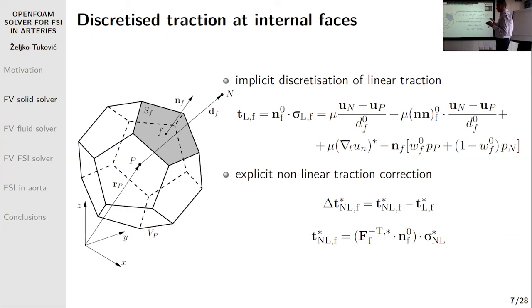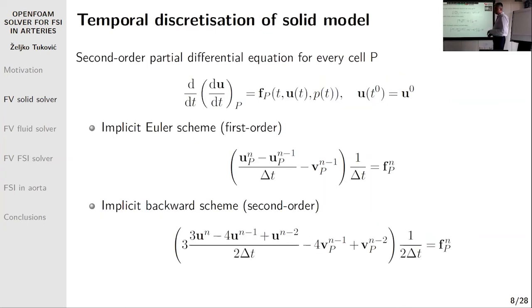If we choose a nonlinear material model, then it is taken into account through a nonlinear correction, which is calculated explicitly and added to the source term, as the difference between a nonlinear traction and a linear traction. Nonlinear traction is calculated explicitly using the traction calculated from the constitutive equation. After we discretize the momentum equation for all cells in the mesh, we obtain a second order partial differential equation for each cell, which has to be integrated in time.